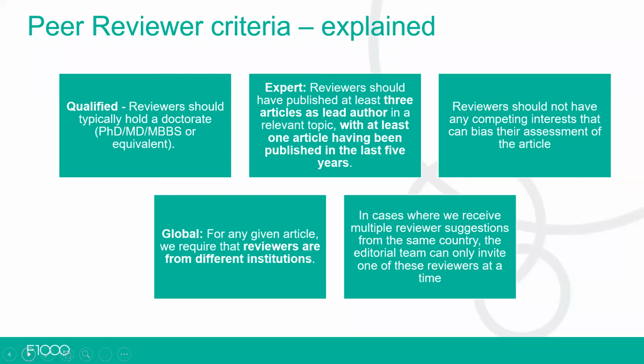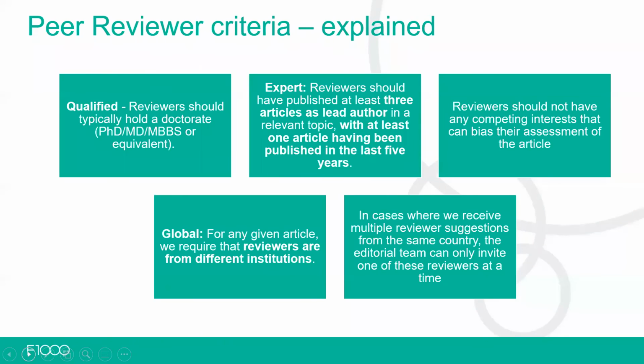Reviewers should not have any competing interests that can bias their assessment of the article. Of course, there shouldn't be any bias or any competing interest or conflict of interest. Peer reviewers need to be global, from different institutions, not only your institution or your geography, but from all over the world. So we have diversity in the peer review process.